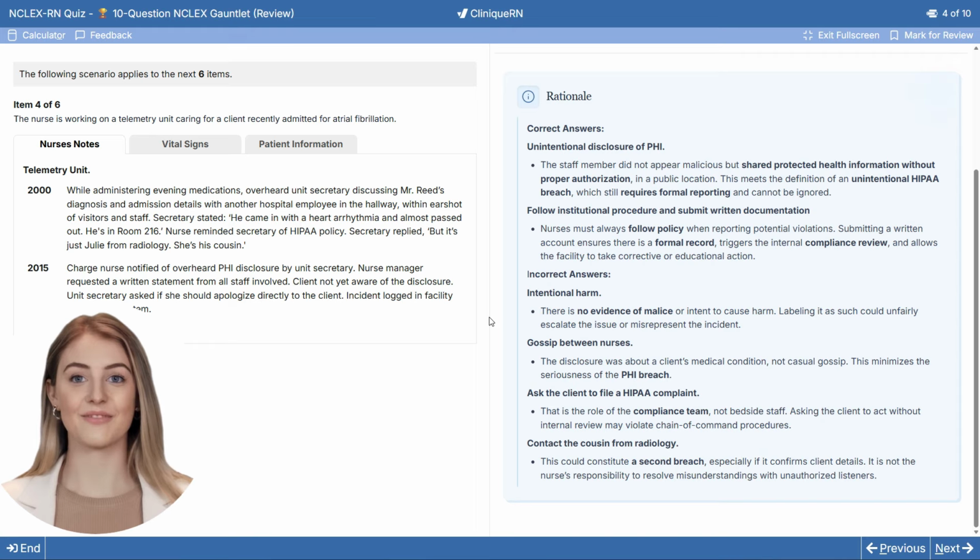Asking the client to file a complaint. That's not your role. Only compliance or risk management decides if and when to inform the patient. Contacting the cousin. Doing that could actually confirm the client's info, creating a second violation.